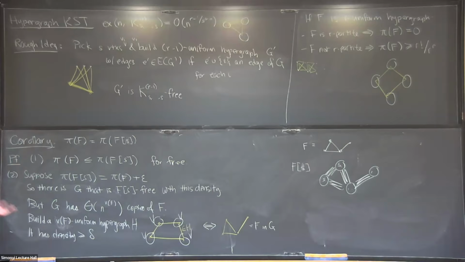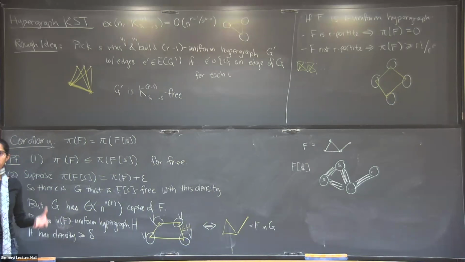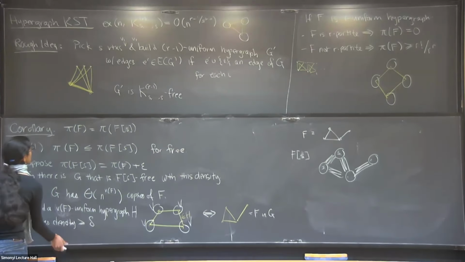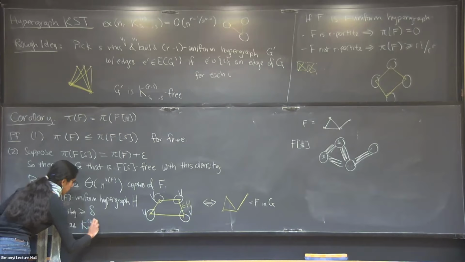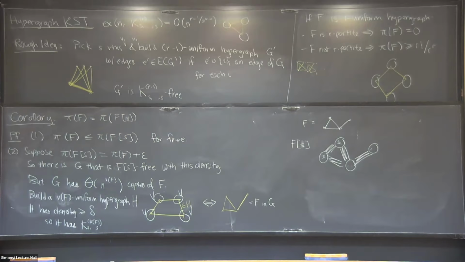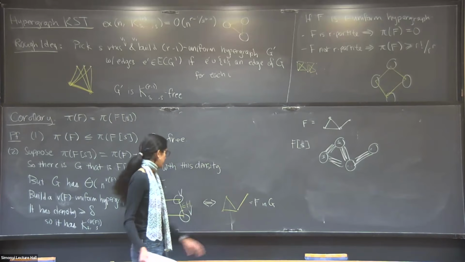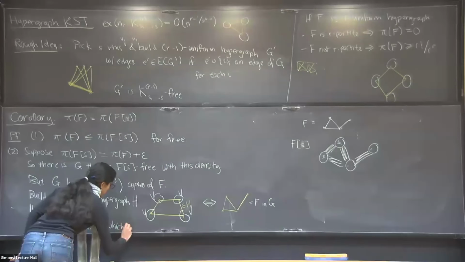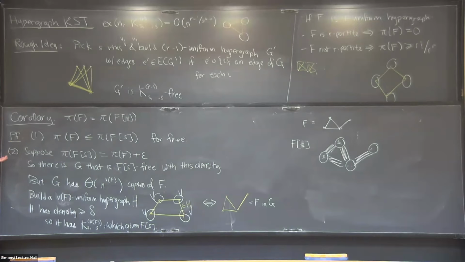And that means that if n is sufficiently large in terms of all of our other parameters, we're in trouble because hypergraph KST tells me that if my edge density is theta of n to the uniformity, rather than little o of that, then it has a copy of K_{s,...,s}. But now if I look at a copy of K_{s,...,s} in H, what does it turn into in G? It turns into exactly a blow up of F. So that's a proof that the Turán density of a blow-up of a graph is the same as the Turán density of the original graph.